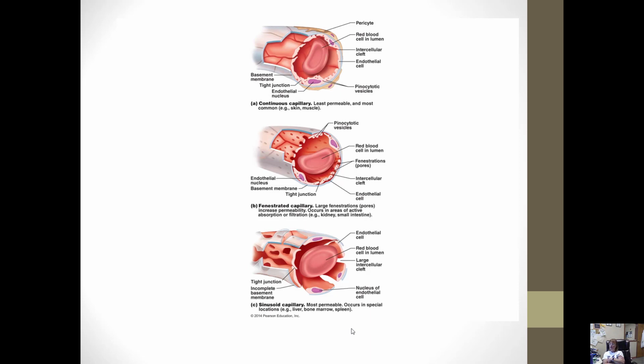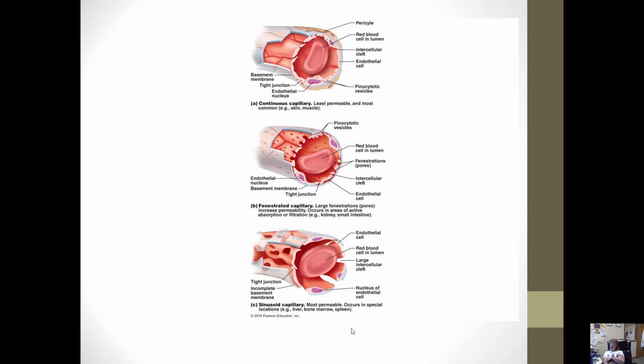I'm sure you probably learned that in 264 with the astrocytes. The brain does not want a lot of the stuff that's traveling through your bloodstream to get into its cerebrospinal fluid. And then skin, muscle, most places, like it says, is the most common capillary that you have. So you can see the walls are tightly held together. They do have that basement membrane that goes around them, and lots of tight junctions.